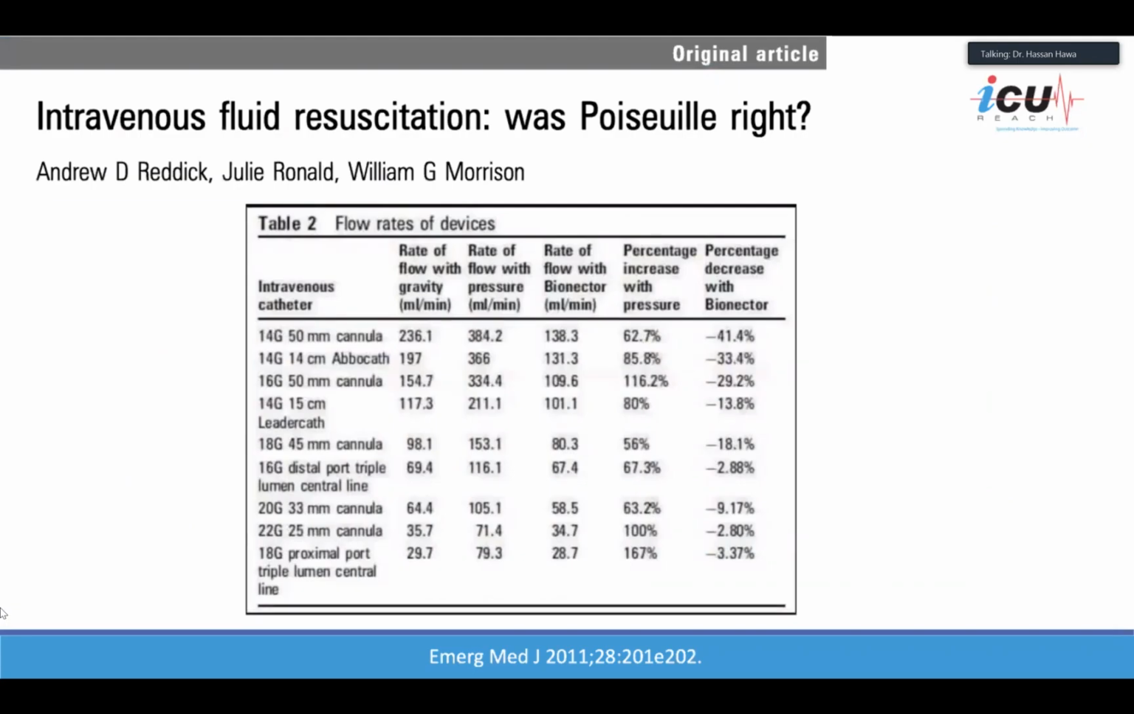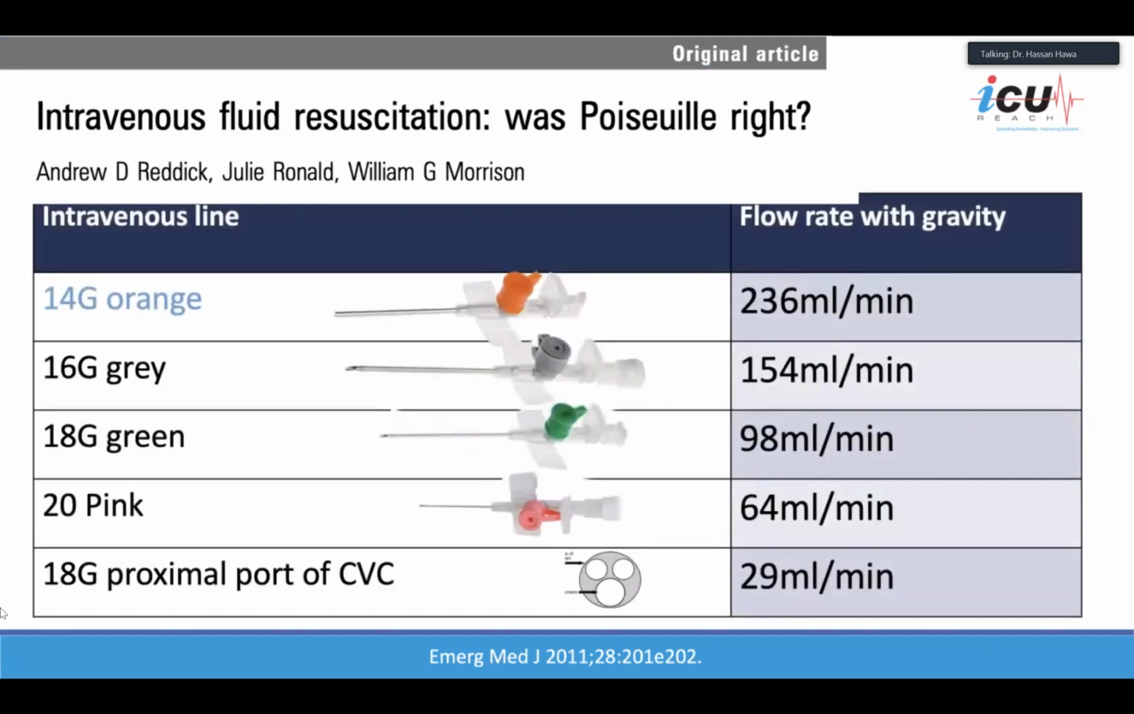And this study illustrated that. So basically, when you are using a 14-gauge cannula, the orange cannula, then you can run up to 236 ml per minute, just flow rate with the gravity. Compare that with 154 for a gray cannula, 16-gauge, and almost 100 ml per minute for a green cannula. But the pink cannula will allow you 64 ml per minute.